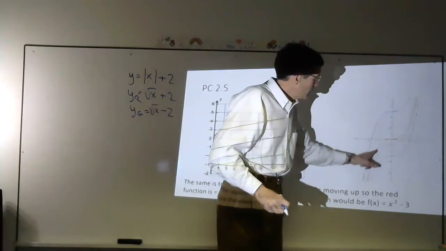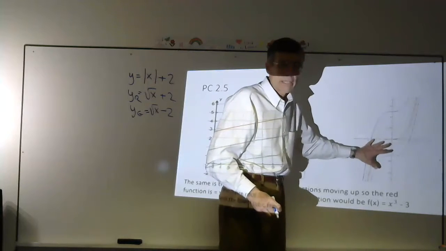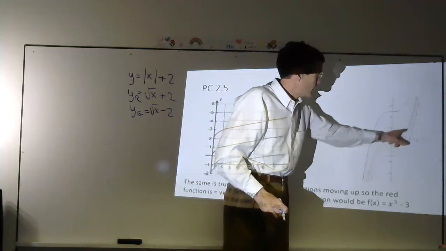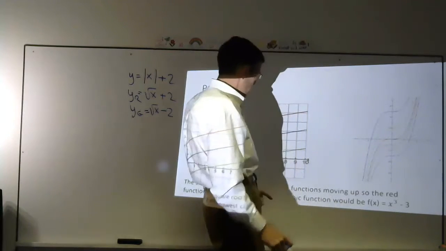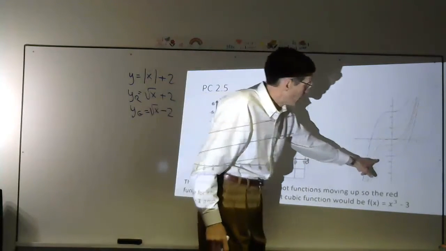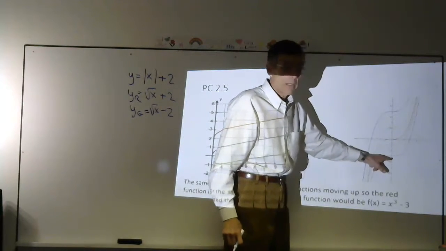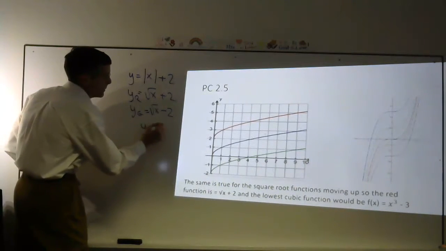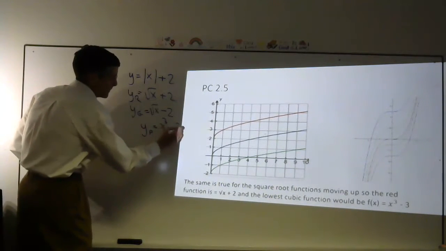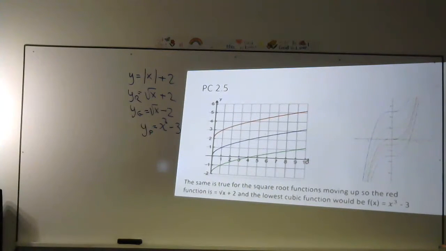How about the cubic? The red one is the basic cubic. This might be a little tricky to see. It looks like the very bottom purple one right here goes through negative 3. It's down 3. So that purple one, y sub purple, would simply be x cubed minus 3. Okay? Those are called vertical shifts.